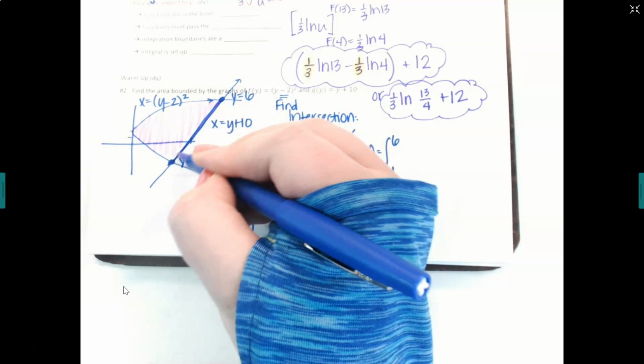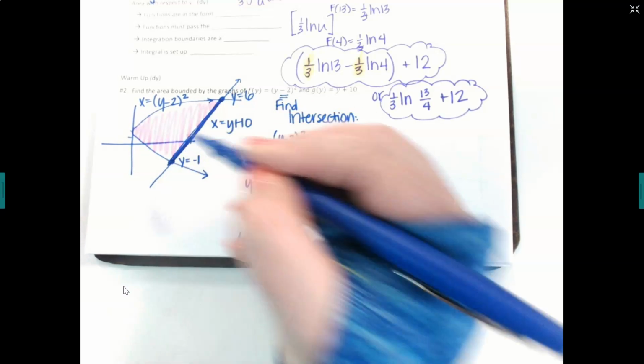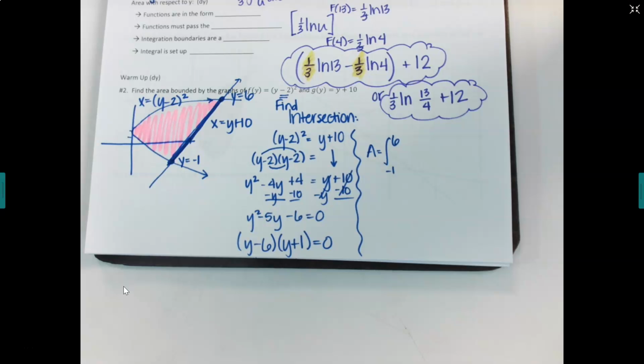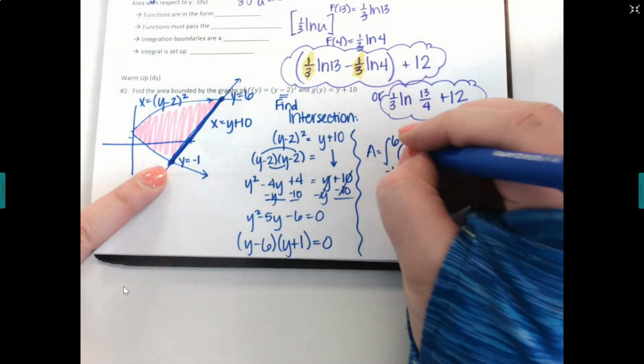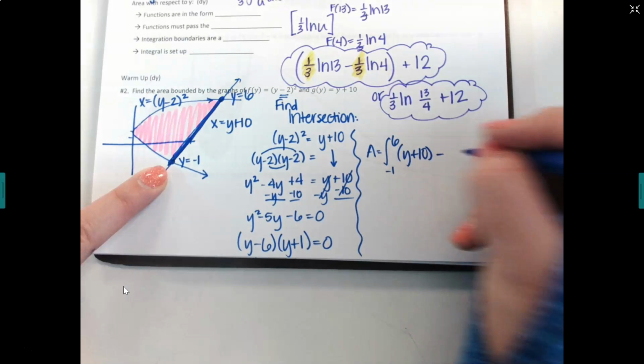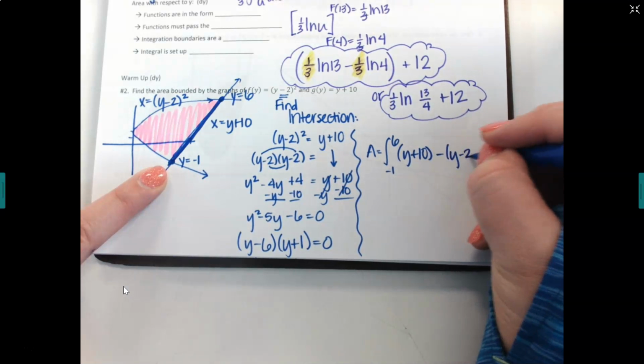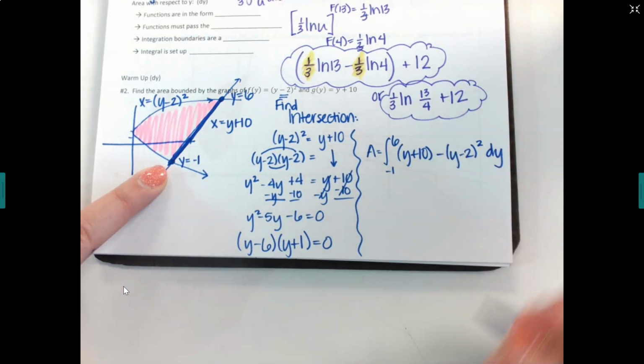Remember that when it's dx, you do top minus bottom. But when it's dy, you just turn your head sideways. Who's on the top? Or if you know your left and right, who's on the right? So we're going to do the integral of y plus 10 minus (y minus 2) squared dy.